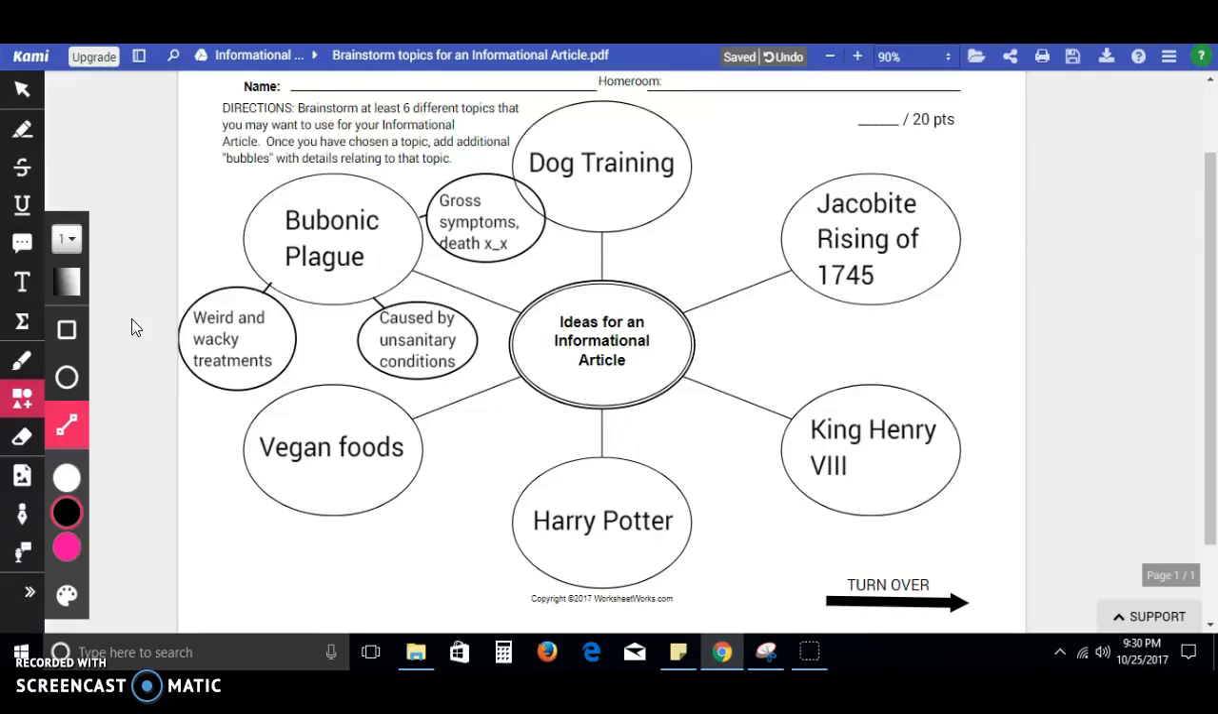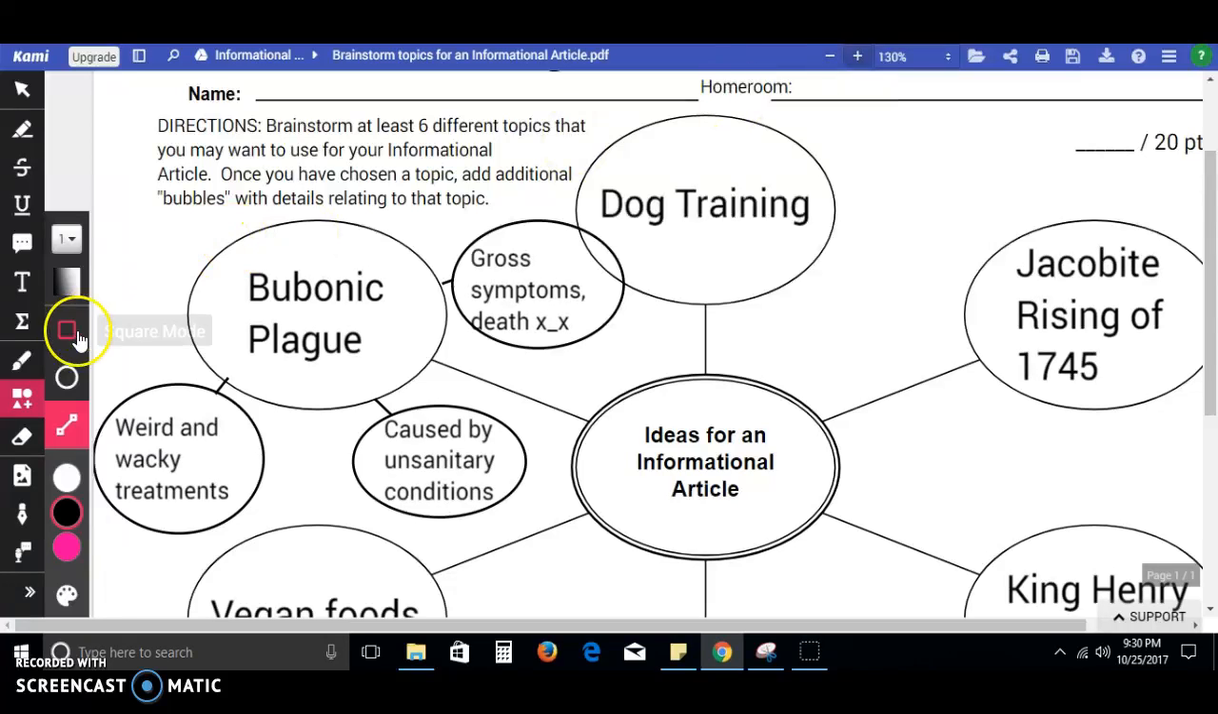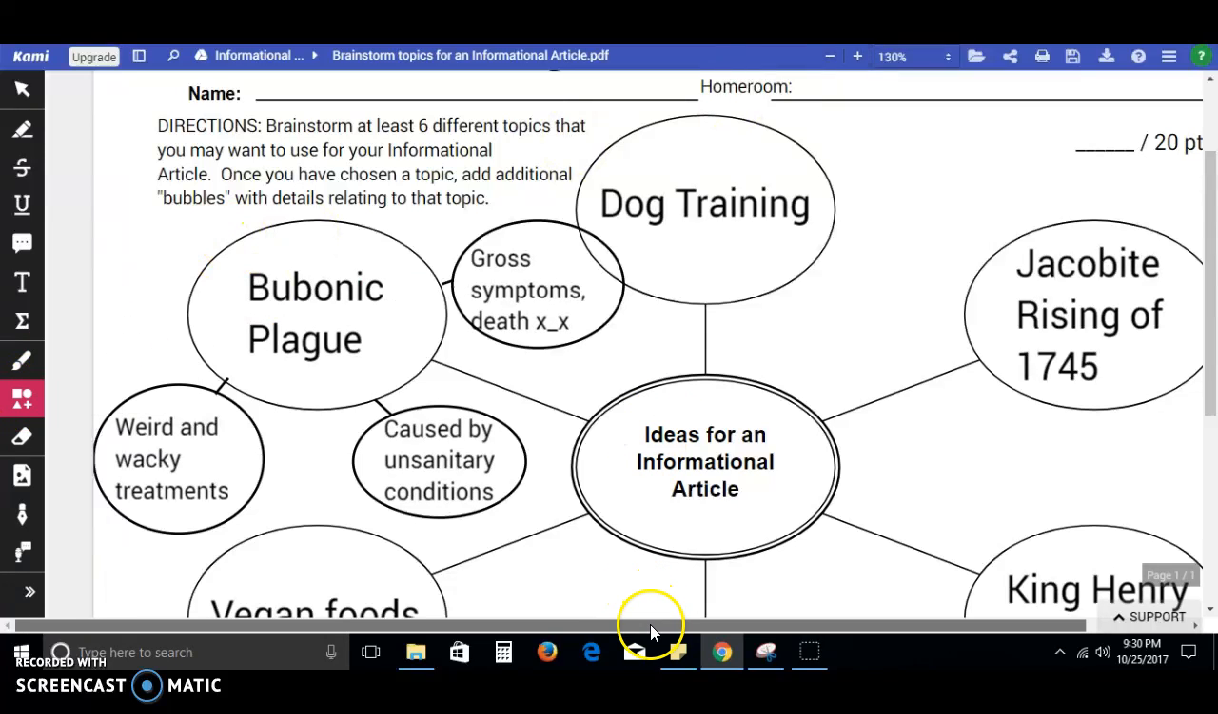Okay, and we are back. So just before the break, I said that I was thinking of writing about the bubonic plague, and I needed to add some details. So I added at least 3 details. And that's what I would like you to do. So my 3 details are that the bubonic plague had some weird and wacky treatments. It was caused by unsanitary conditions, and it had some pretty gross symptoms and often resulted in death. So I'm just going to zoom in so you can see what I did. There we are. So that's what I did.